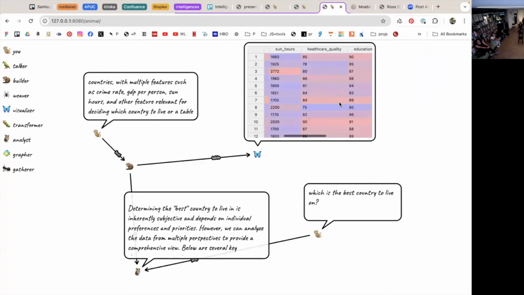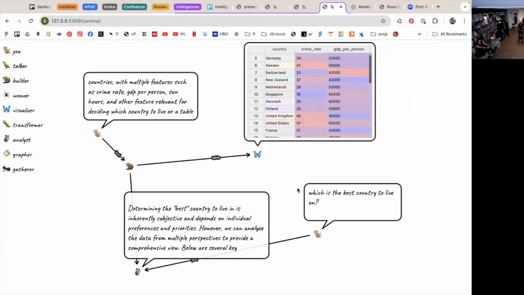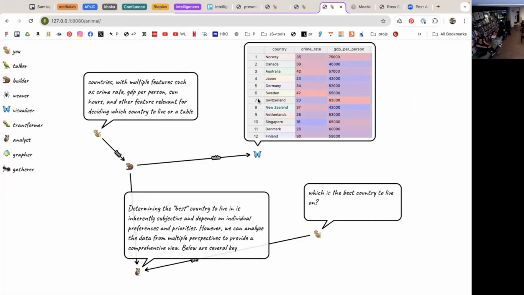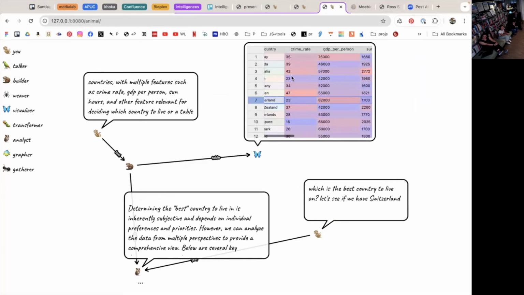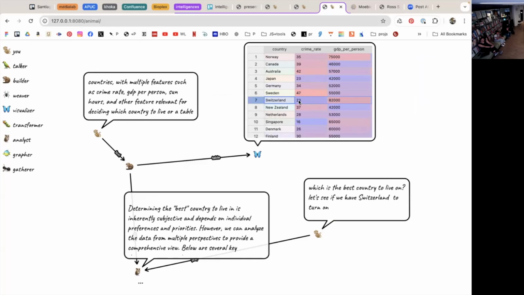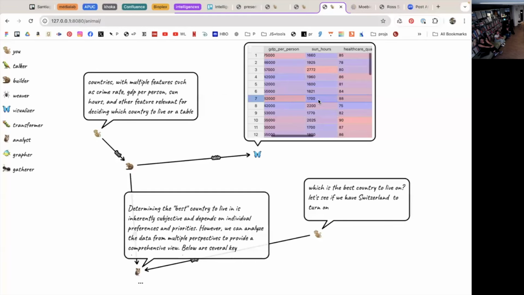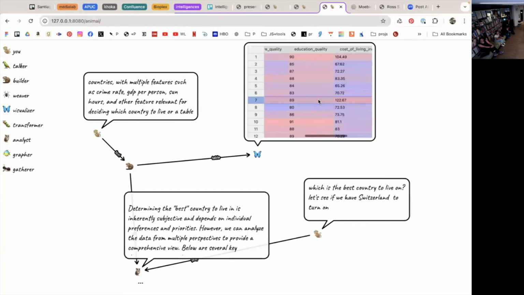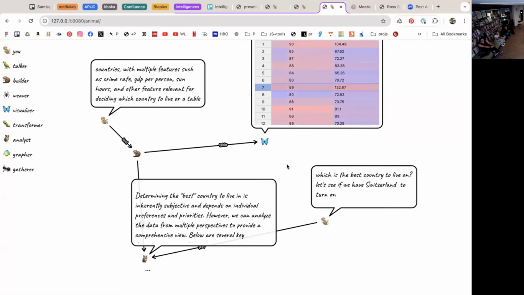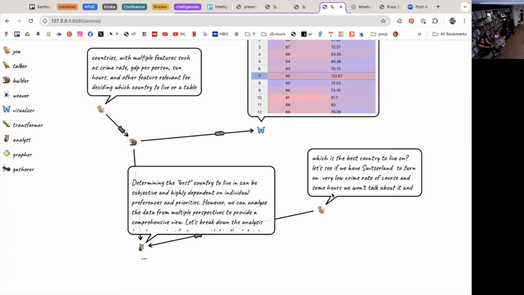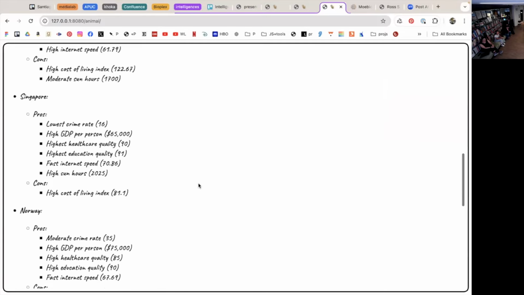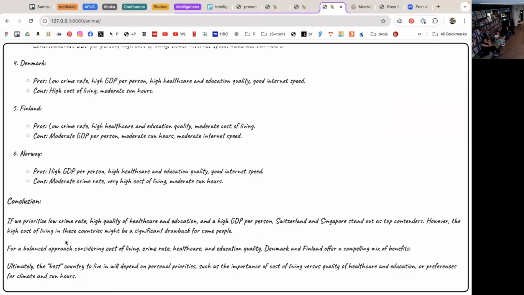So yeah, countries with some key metrics. Let's see if we have, yeah, Switzerland, very low crime rate, of course, and some hours, we won't talk about it. Education quality, very high. And so it's changing constantly because I left the cursor on top, but it kind of helps analyzing all the possibilities, and it concludes with a final advice: Switzerland or Singapore.